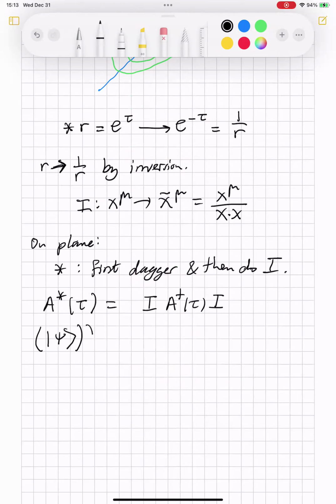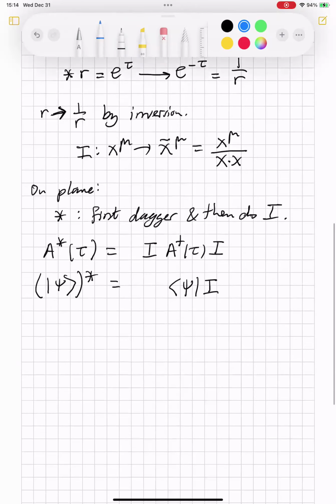So if we've got ket psi, first we dagger, that'll change it into bra psi, and then we perform inversion. Now, one thing that I really don't want you to be confused about is that we've applied inversion to the state once, but we've applied it to the operator twice. This is just a property of vector spaces. We discussed this at length last year. Let me just show you one example to jog your memory.